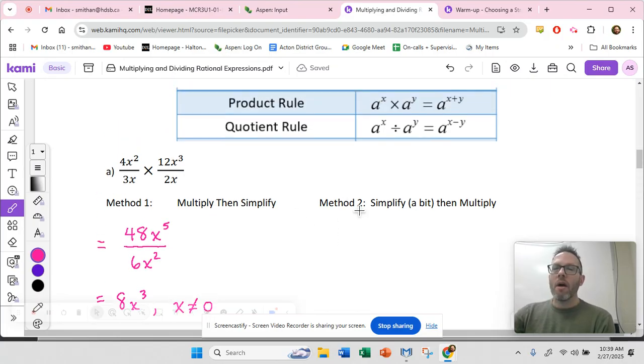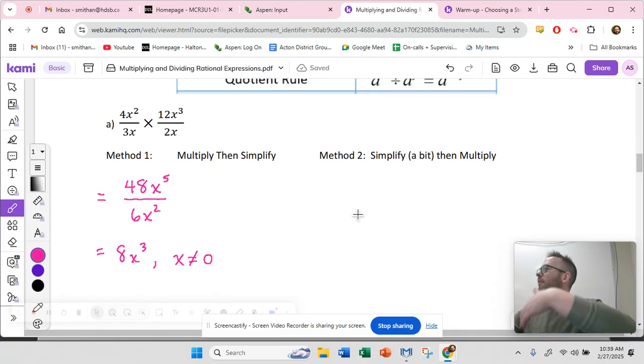All right. Now, method 2, I'm just presenting an alternate method you could use. Take it or leave it. You could simplify a little bit first. So what do I mean by that? For example here, if you saw that 12 divided by 2 was equal to 6, then you could do that first. And then maybe you saw that x squared divided by x, well, I can just divide out a factor of x, like so. You can reduce things a little bit, make things simpler, and then multiply.